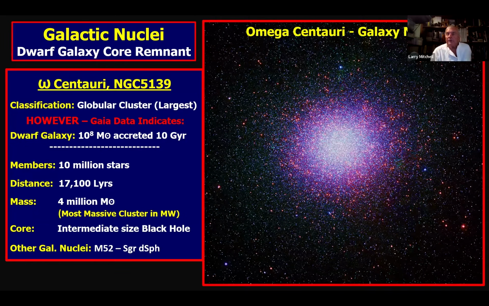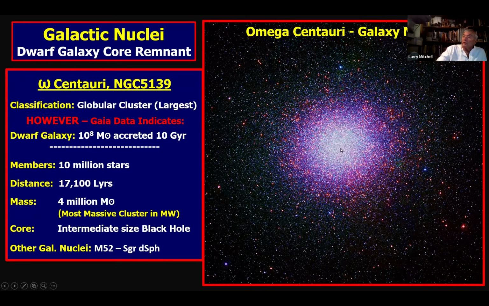It is actually the nucleus of a dwarf galaxy that merged with our Milky Way galaxy about 10 billion years ago. And the galaxy had a mass of about 100 million solar masses. Currently, there's 10 million stars, and it has a mass of 4 million solar masses. It's the most massive cluster in our Milky Way galaxy, but it's not a true cluster because this is, in fact, the galaxy nucleus. It has an intermediate sized black hole in the center.